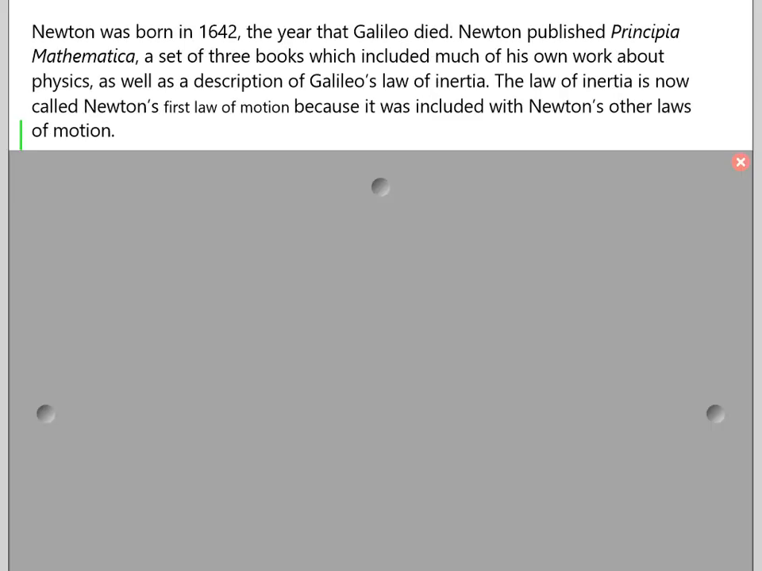Now Newton was born in 1642, and there's maybe some interesting connections here: the year that Galileo died. Newton published something called Principia Mathematica. It's a set of 3 books which included much of his own work about physics, as well as a description of Galileo's law of inertia. However, the law of inertia is now called Newton's first law of motion because it was included in his book. His name was on it, so he got the credit.